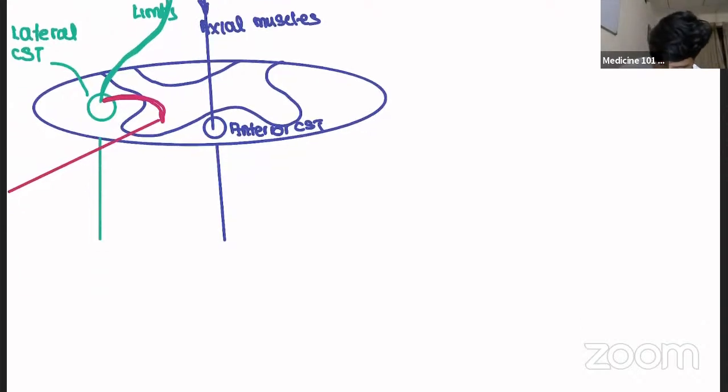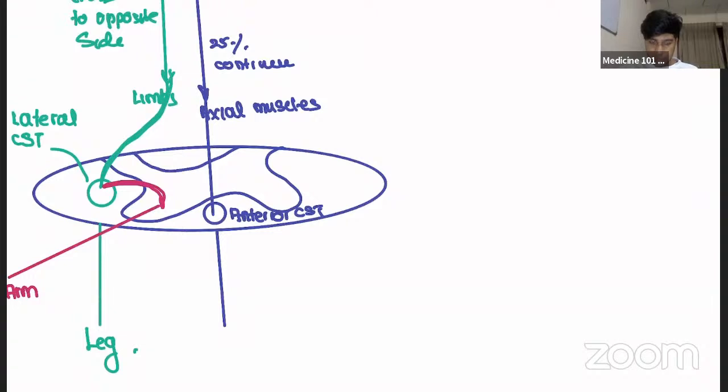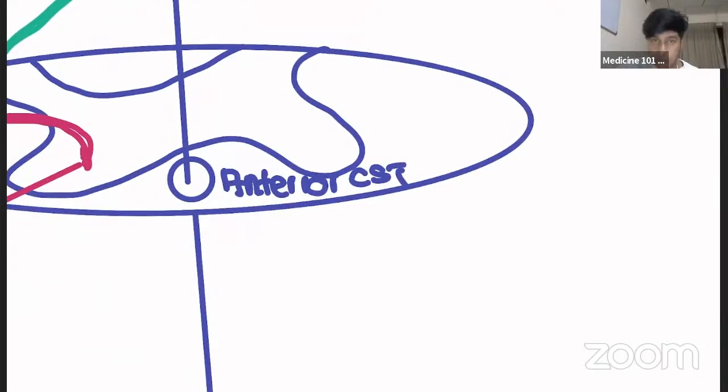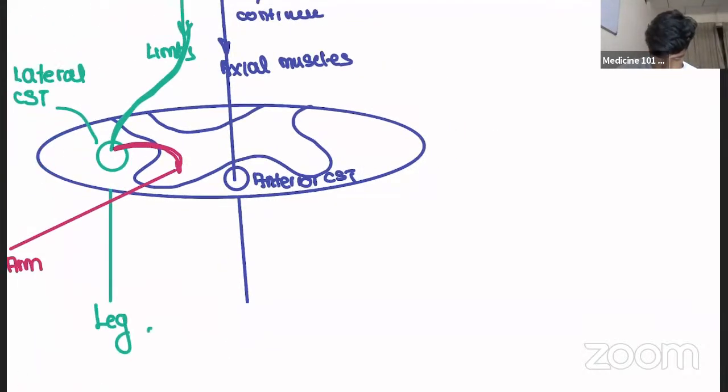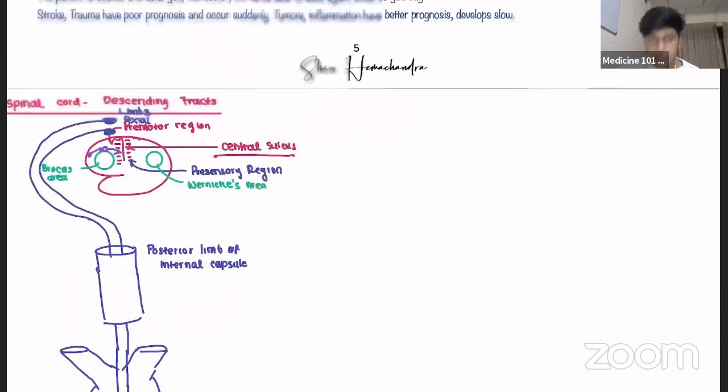So, this is the one that will supply, let's say, the arm. Okay? And the ones that are supplying the leg will keep going down. Do you guys understand this? If not, please ask. Okay. Now, let me talk about what happens to the anterior corticospinal tract fibers. Okay, no, I'm not gonna add that. It might confuse you guys. Do you guys understand this?